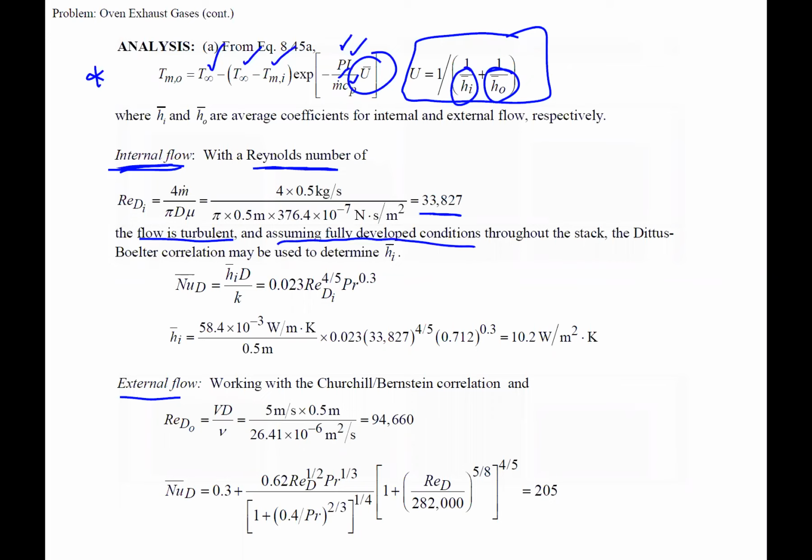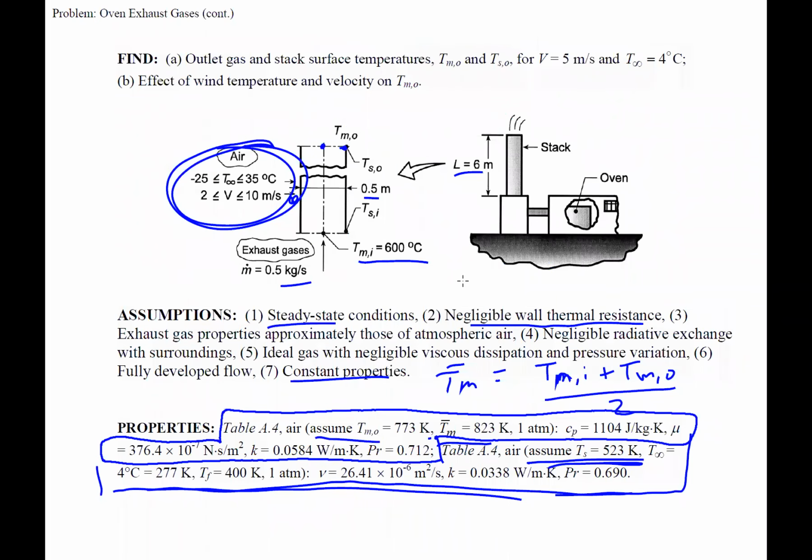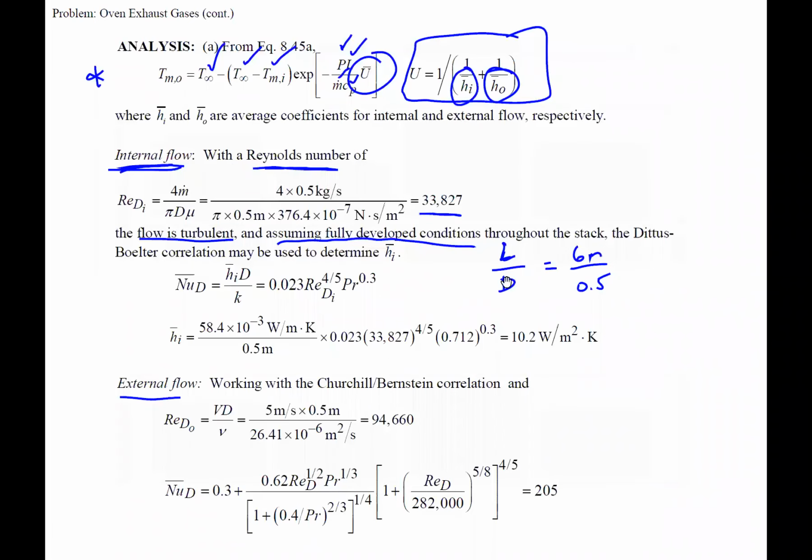So if we look at L over D in this case, we get 6 meters divided by 0.5 meters. Yes, 6 divided by 0.5, which would give us 12, which is greater than the 10 we said we would use for turbulent flow to decide whether we're fully developed or not. Okay.